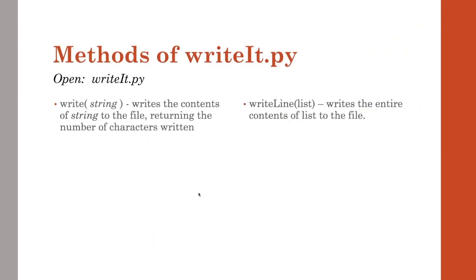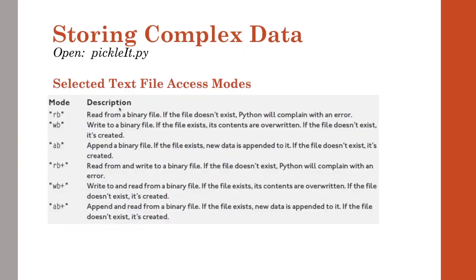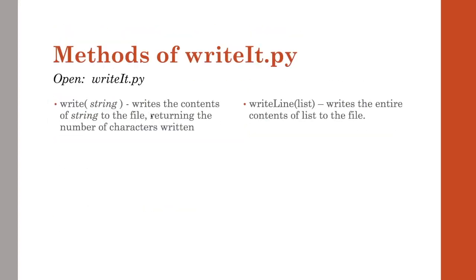So write it .py. If you can read from a text file, you better be able to write to a text file. Writing to a text file is even simpler than reading from one. You can pass it a string, and you can write whatever you pass in to the text file, and it'll write those characters. Or you can write a full line, and what you can pass it then is a list, and it'll write all the contents of the list to a file. So if you've got an entire list that you'd like to write to the file, you can absolutely do that with the writelines method instead of just the write method.